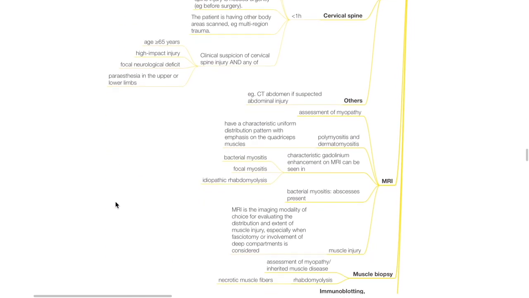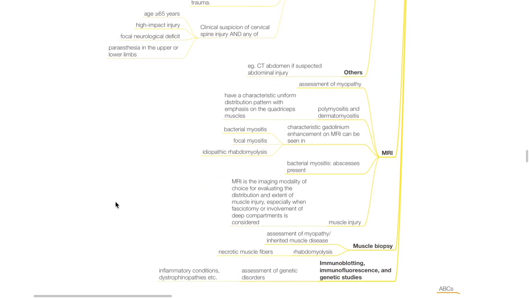MRI is used in the assessment of myopathy, polymyositis, dermatomyositis, bacterial myositis, focal myositis, idiopathic rhabdomyolysis, and muscle injury. MRI is the imaging modality of choice for evaluating the distribution and extent of muscle injury, especially when fasciotomy or involvement of deep compartments is considered.